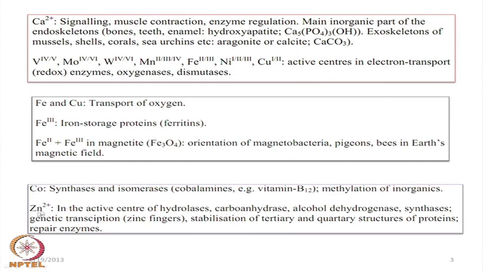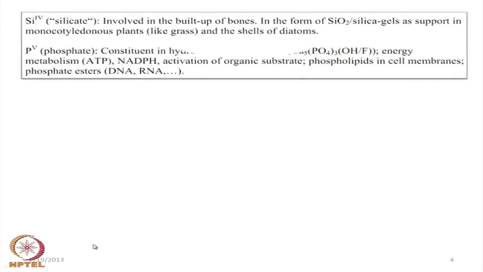Then we have the non-transition metal ion like zinc 2 plus, which forms the active center for different hydrolases responsible for hydrolysis reactions, then the carbonic anhydrase reaction, the alcohol dehydrogenase reaction, and different synthesis reactions in genetic transcription, such as different zinc fingers bound to thiol units, and then stabilization of the tertiary and quaternary structure of proteins, and some interaction with the zinc center and repair enzymes. So, zinc can also play an important role in all these biological molecules.